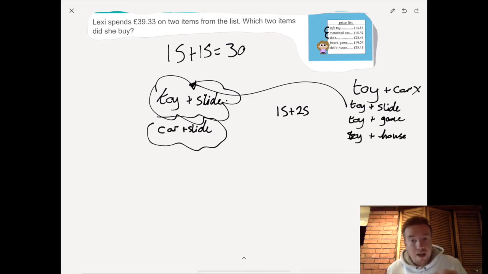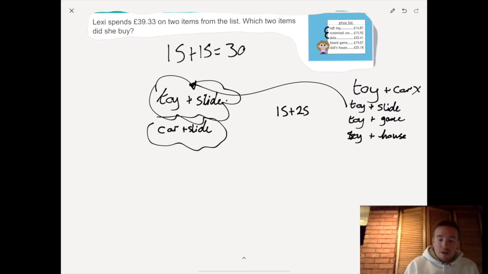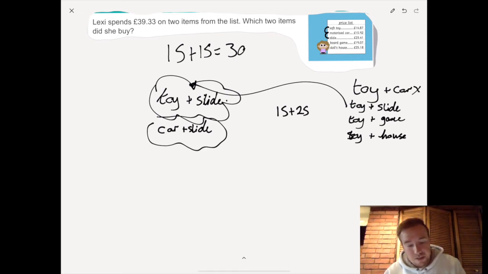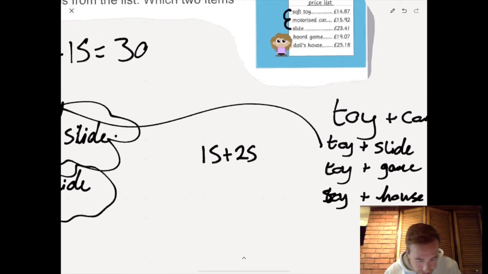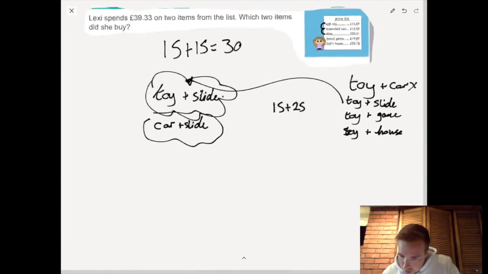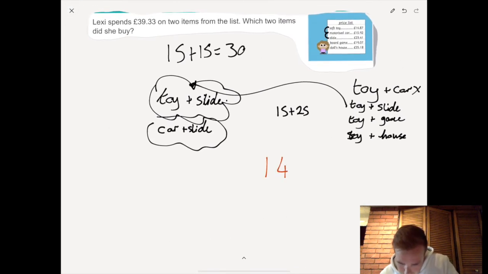Okay, so these are the two that have come up initially, so now I'm going to change colour so you can see what I'm doing, and I'm going to have to column add them. Okay, so I'll column add and I'll see if either of them add to £39.33. If they do, I'm done. If they don't, then I need to keep going with my method. Okay, so what am I adding? Toy and slide. So toy is £14.87, slide is £23.41.